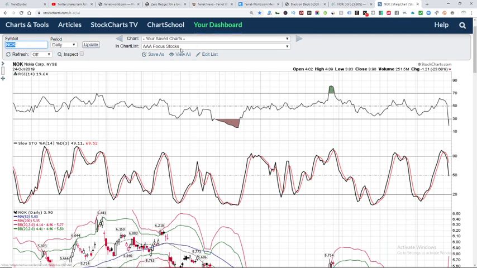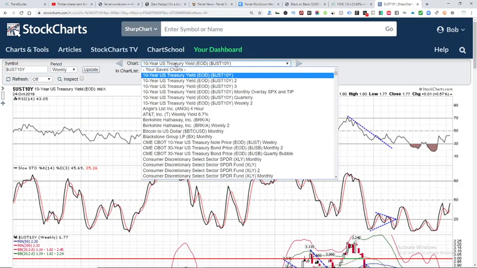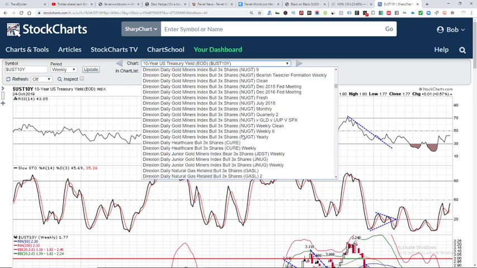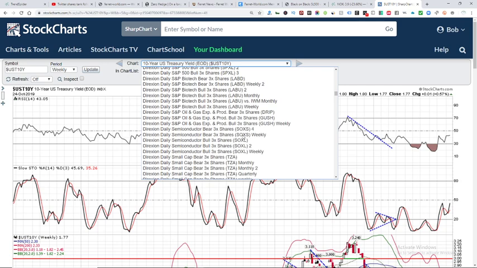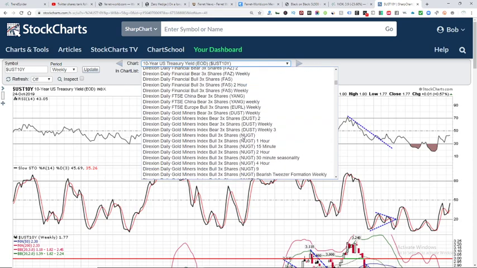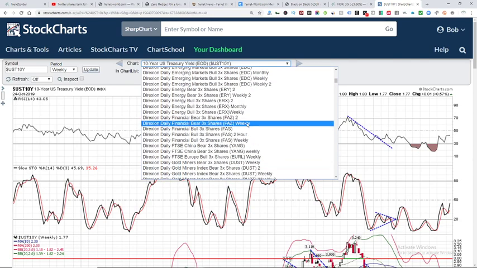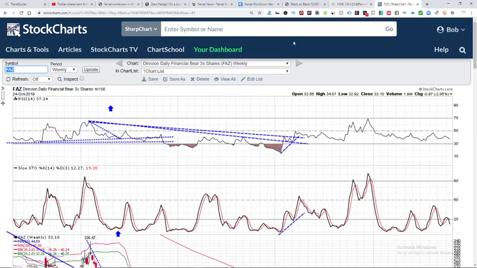Let's bring up the FAZ. The FAZ is a leveraged ETF putting you short of the banks. And you can see I keep a whole list of these on my saved charts because I'm always in here checking out what's going on and what looks good. So we're going to begin from that higher level view, FAZ weekly view.